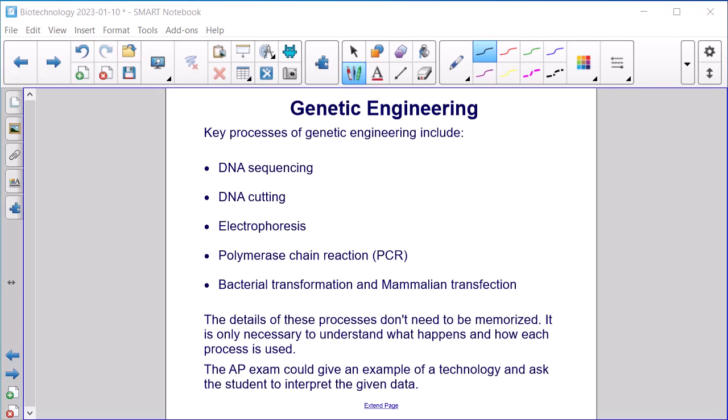Key processes of genetic engineering include DNA sequencing, DNA cutting, electrophoresis, polymerase chain reaction, or PCR, and bacterial transformation and mammalian transfection. The details of these processes don't need to be memorized. It is only necessary to understand what happens and how each process is used. The AP exam could give an example of a technology and ask the student to interpret the given data.